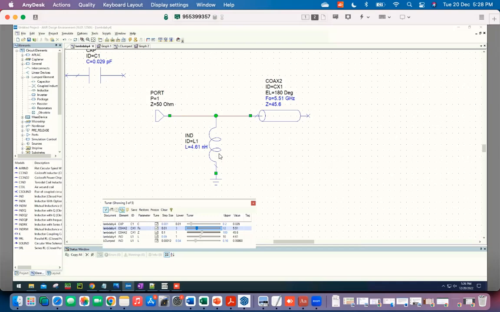So I will not be able to find a good value of L, which gives me good reflection, but at the same time retains the lambda by 2 nature of that. Okay, so not all combinations are always possible. So that's why this doesn't work. But this will work for 90 degrees. Let's see that.